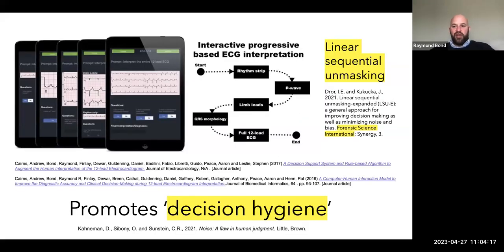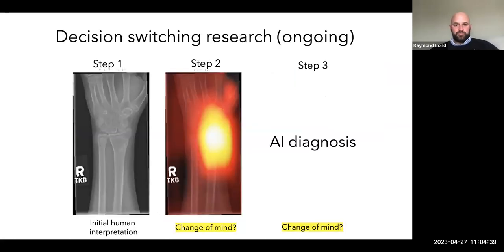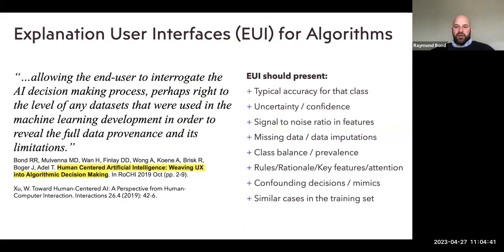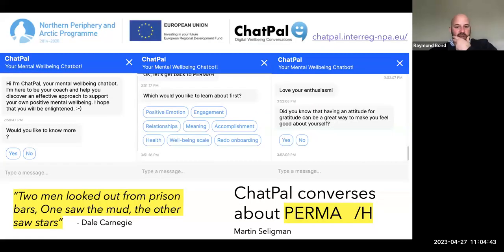And we have done that with the ECG, where we've deconstructed the task of ECG interpretation over many different subtasks, which is known as linear sequential unmasking, which is that you don't reveal all the information in the first screen. You segment it over many screens and ensure that there's no bias in the decision process. And we're doing research around that, which I can talk about at another time.